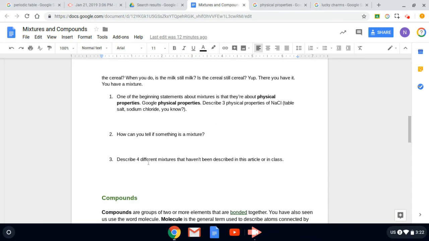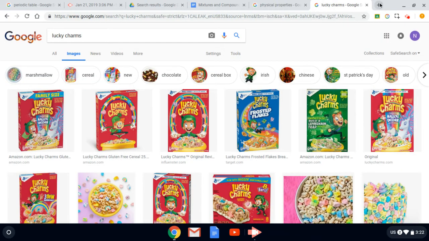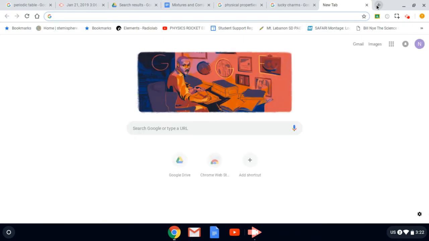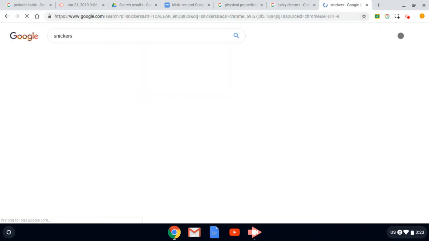Describe 4 different mixtures that haven't been described in this article or in class. Lucky Charms, even though we already talked about cereal. Ms. Phillips, can you think of any other mixtures, things that you combine physically and you can separate physically? Chicken and rice. Salt and pepper. Sneakers. That's a mixture.